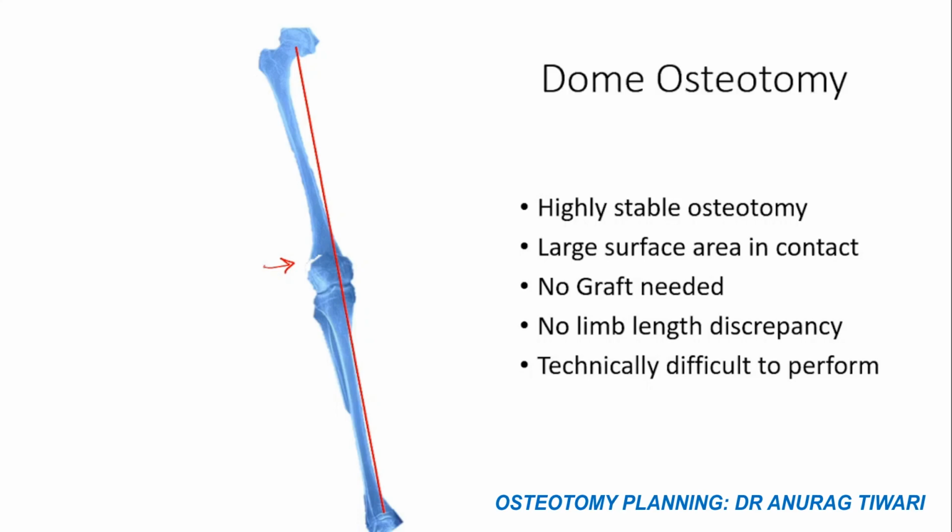So these are the three osteotomies: the opening wedge, closing wedge, and the dome osteotomy. And these are the main advantages and disadvantages of each that I have explained to you.